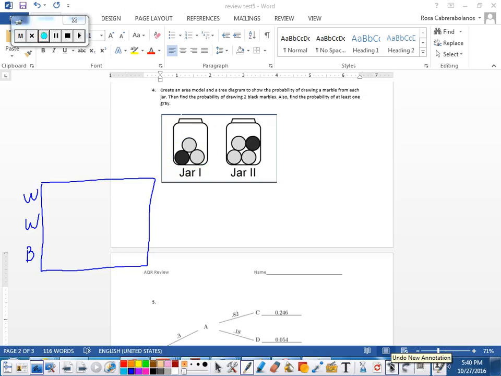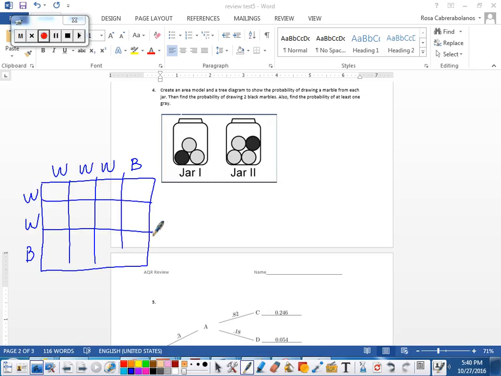And then the top is going to be jar 2. So I have 3 white ones and 1 black. I'm going to split it up and then fill in these blanks, W, W, W, W, B, W, and so on. Sounds like I'm saying a website or something, but it's just my Punnett square.